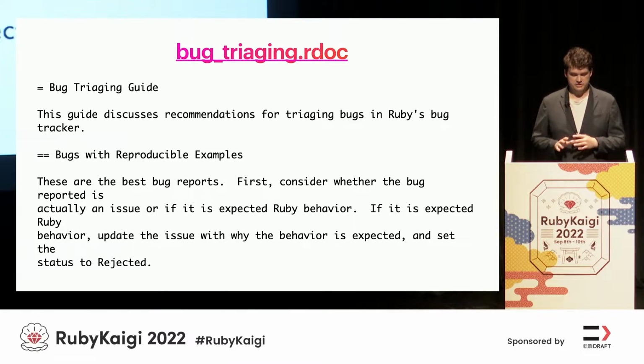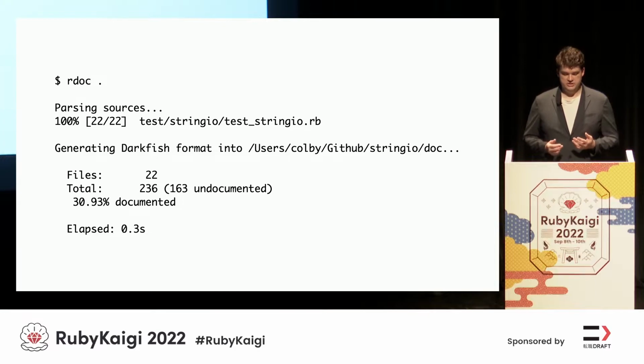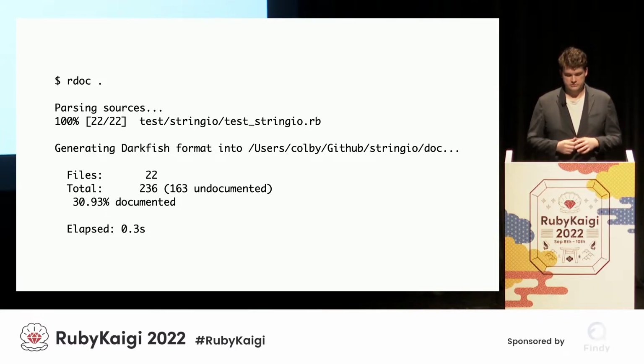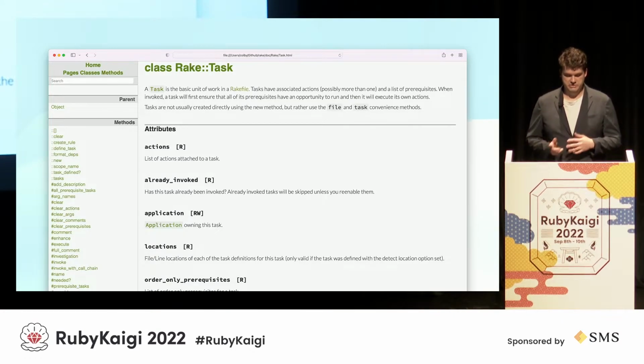In fact, most of the docs inside Ruby source are formatted using RDoc files, the example on screen being the bug triaging guide. Once you have documentation, you can use the RDoc executable to generate a set of HTML files. On the screen is an example of running the RDoc command in your terminal. All you need to specify is which directory you want to generate your code from. Once RDoc has gone through all your source code, RDoc will run everything through a series of parsers to eventually generate a series of HTML pages with your documentation.